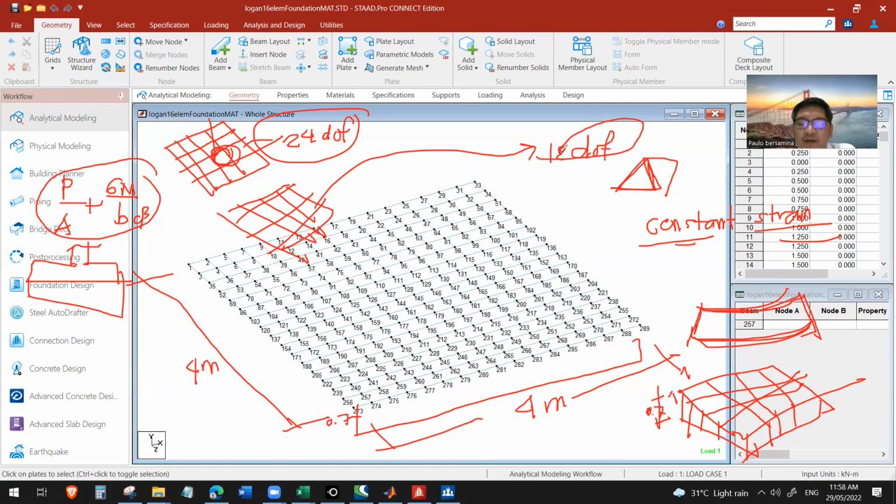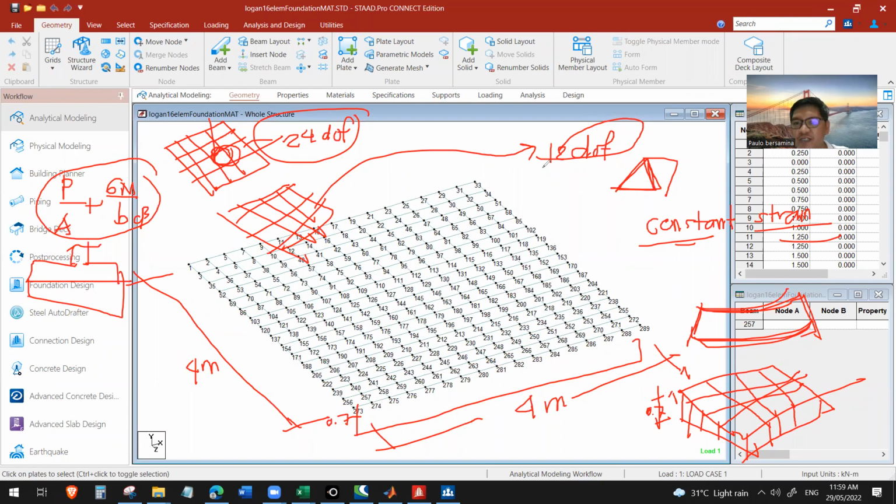Medyo malayo yung displacement sa midpoint, okay, no? Pero pagdating sa edge, umaangat na yung footing, whereas in actual, in STAAD, it's not, no. So that means may problem yung element ko. So that means I'm modeling it incorrectly, no.